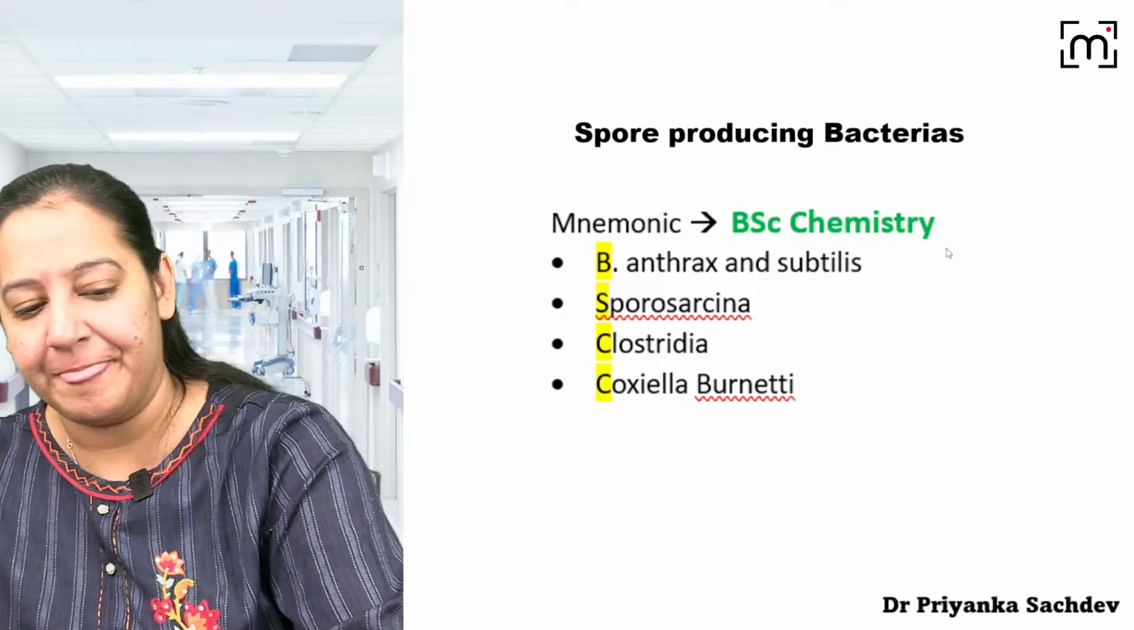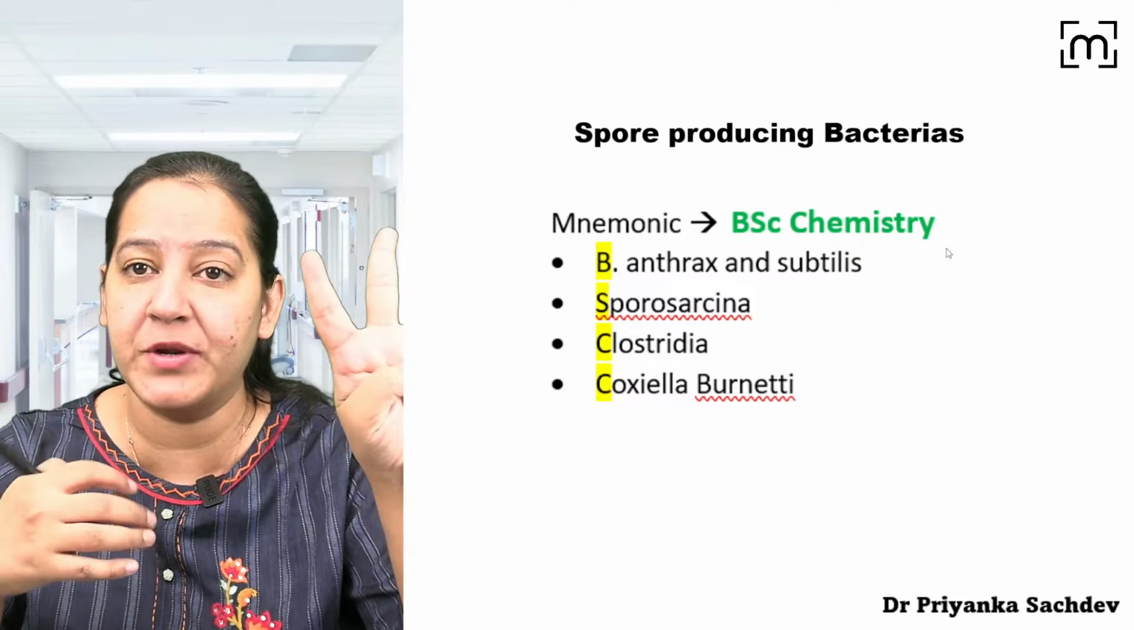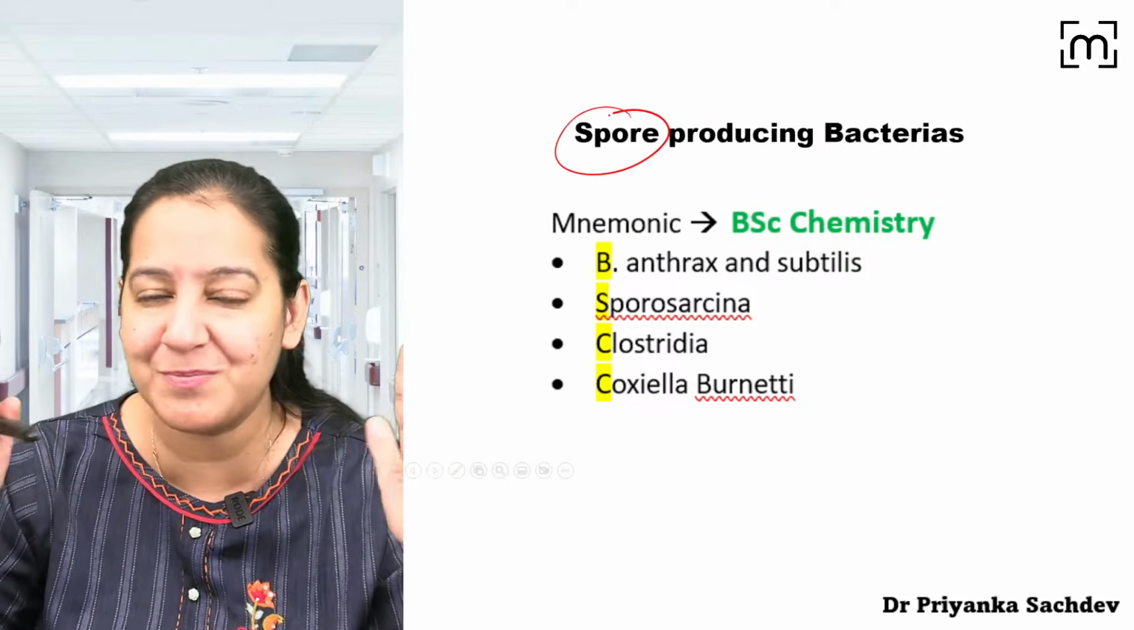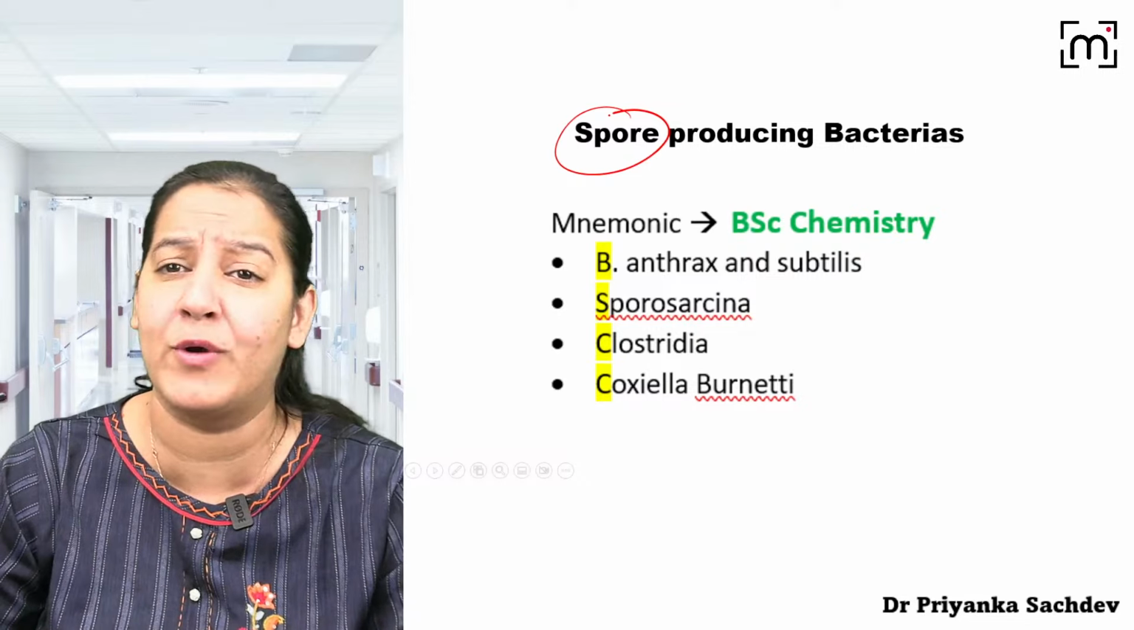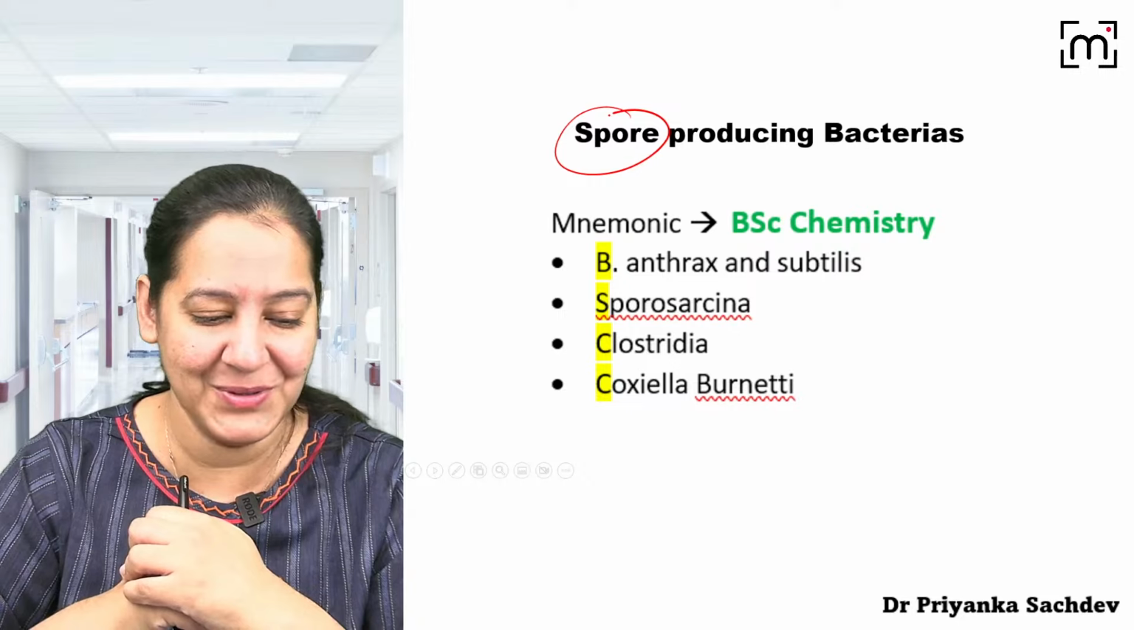Coming on the next mnemonic. How many bacteria produce spore? Only 4. गिनती के 4 बैक्टीरिया हैं दुनिया में जो स्पोर बनाते हैं. बाकी कोई स्पोर नहीं बनाता. No other bacteria form spore except these 4. So you should know these 4 names. Yes or no? So yes.